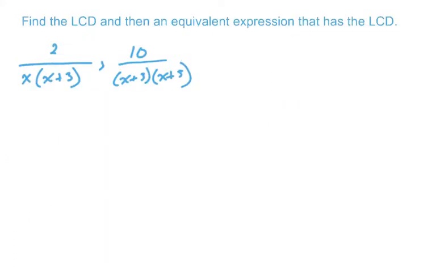Okay, the next thing we're going to be looking at is finding the least common denominator and then an equivalent expression that has that given least common denominator. When we look at this first expression, we see that this denominator is made up of two factors, a factor of x and a factor of x plus 3. Whereas the second expression, the denominator also has two factors, a factor of x plus 3 and another factor of x plus 5. So we have to create the least common denominator here. So the least common denominator has to be made up of all the factors present.